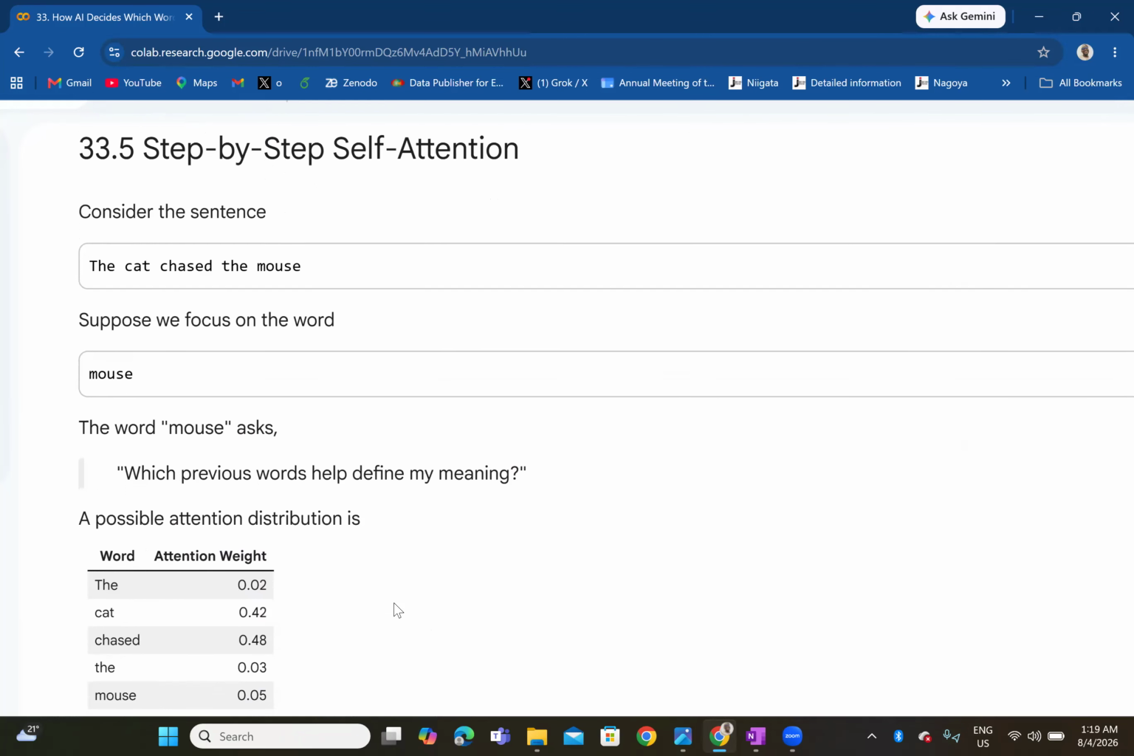So then let's talk about step by step self-attention. Consider the sentence, the cat chased the mouse. Suppose we focus on the word mouse. So the word mouse asks, which previous words help define my meaning?